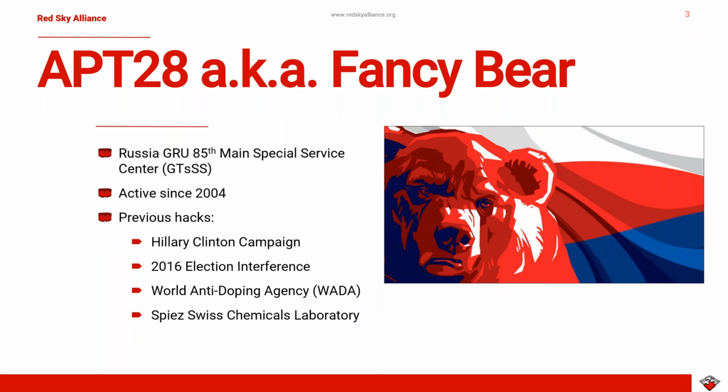Red Sky Alliance has been monitoring APT28 along with many other APT groups over the past year. You may be familiar with APT28, also known as Fancy Bear, as they are one of the APT groups which interfered with the 2016 elections. The group operates on behalf of the Russian military GRU 85th Main Special Service Center Unit. The group has recently been spotted using a custom malicious Linux toolkit called Drovorub to infect users and steal sensitive data.